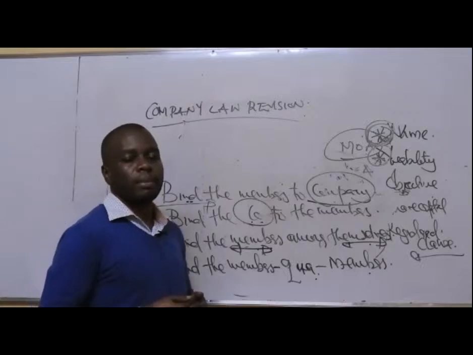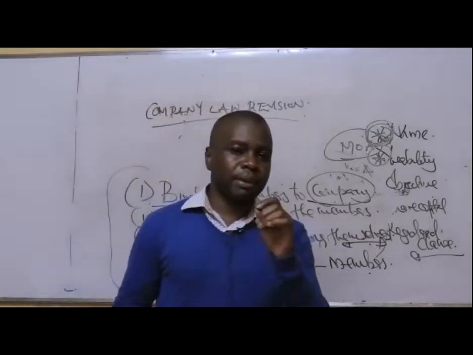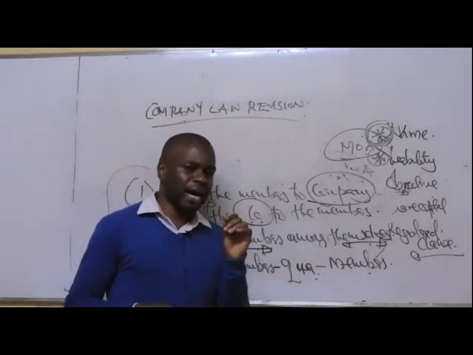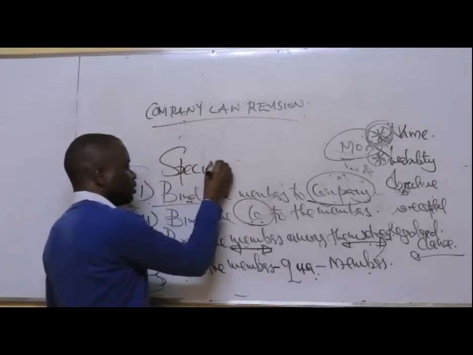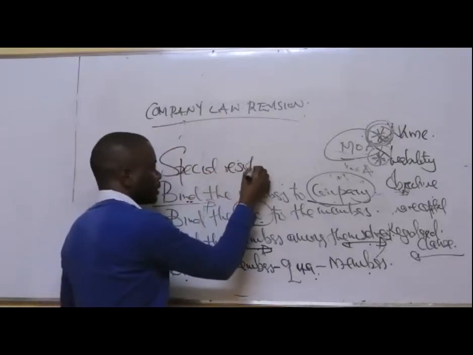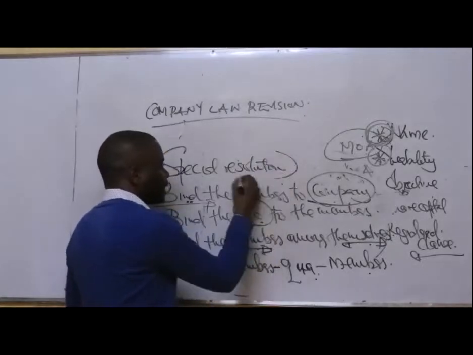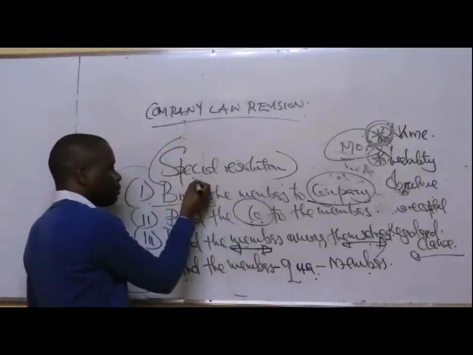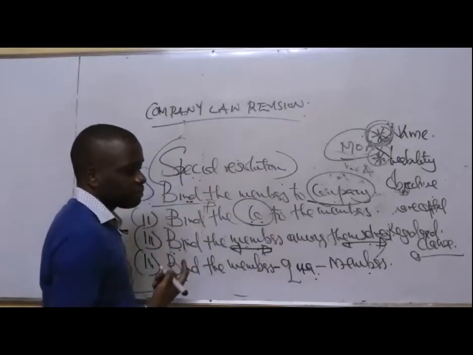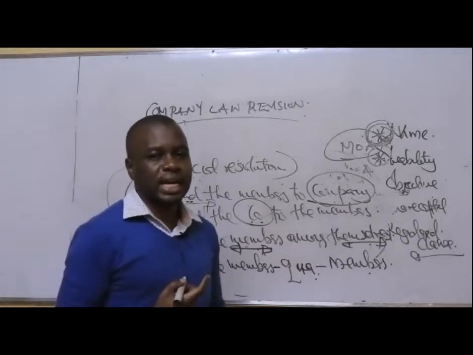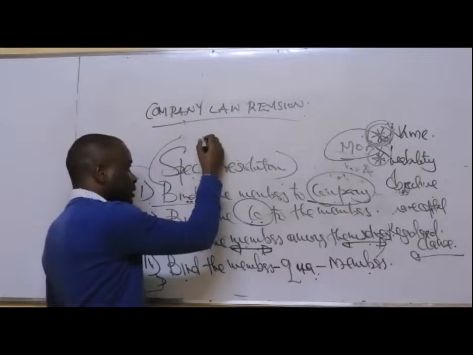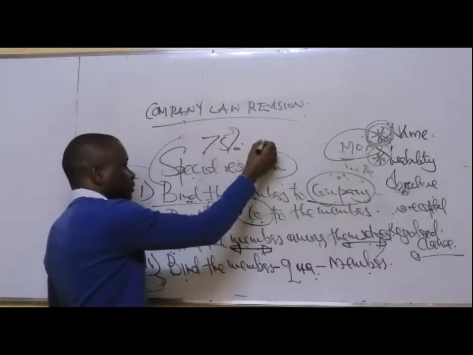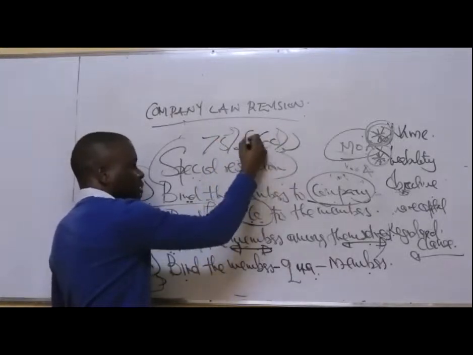Then they talk about altering the articles. The company can alter the articles by passing a special resolution. I hope you know what a special resolution is at this particular point. It is simply a resolution that must be approved or passed by at least 75% of members who are allowed to attend and vote at such a meeting.